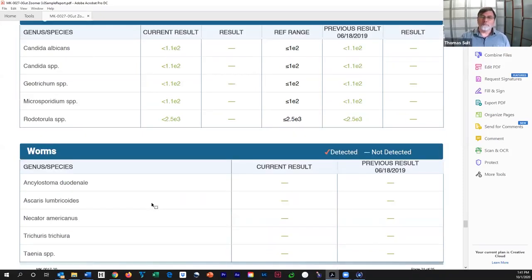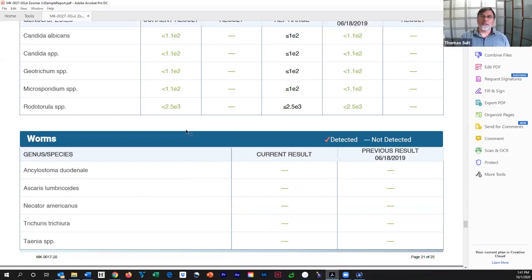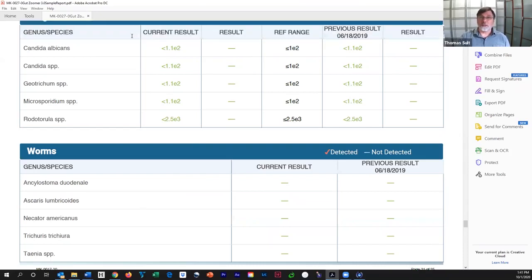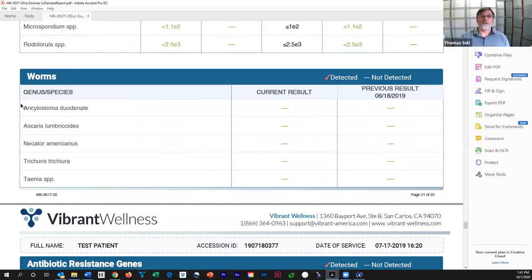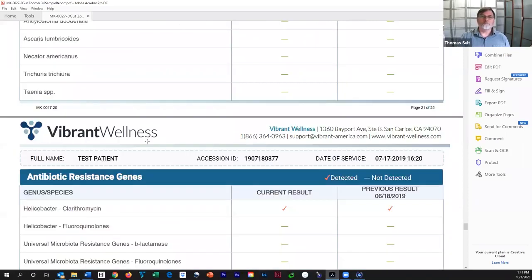So it may not be just based on the testing alone. There may be other historical physical exam reasons why we wanted to do additional tests. And then worms. So these are parasites, worms, and we didn't find any of those.